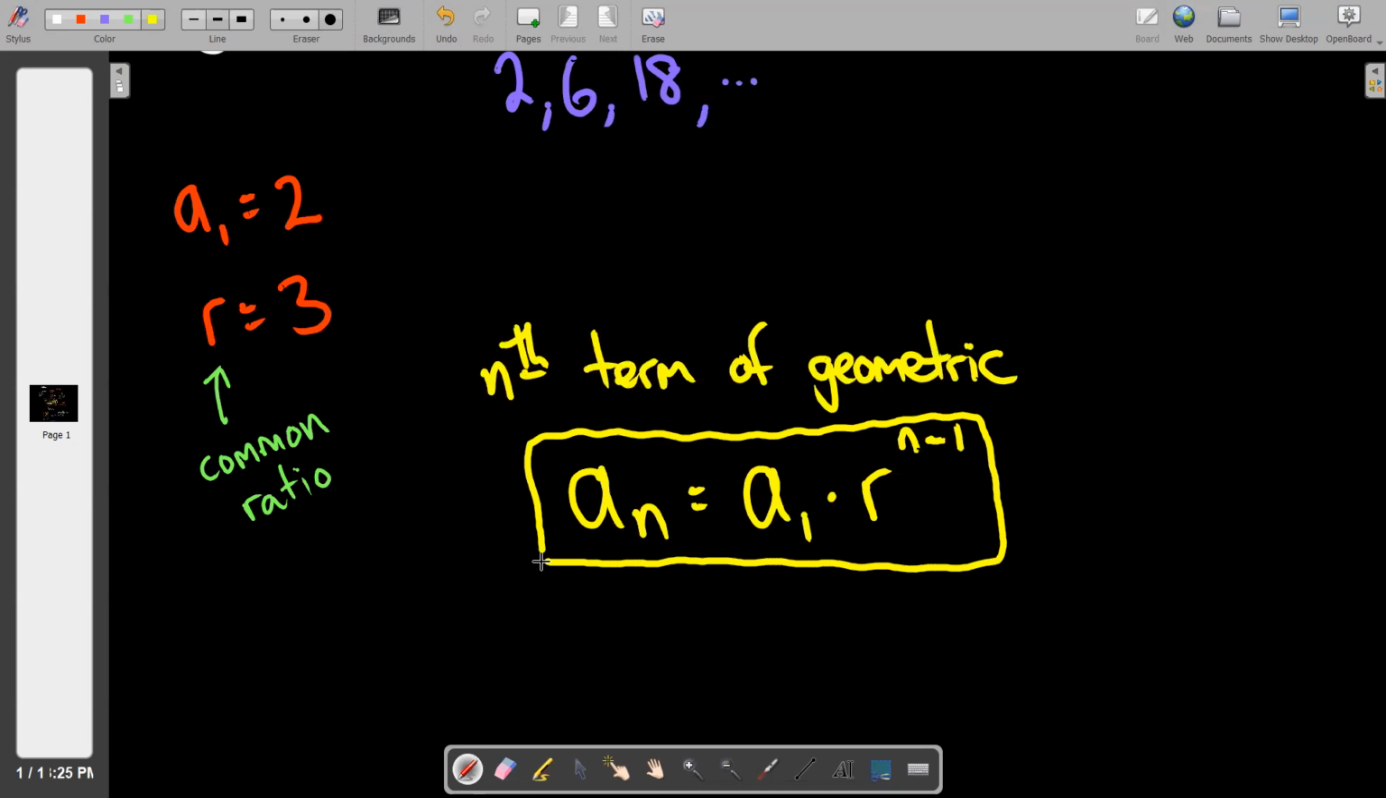And the cast is set. We know what R is, we know what A sub 1 is, and the question now is, okay, bring it. What do you want me to find? You want me to find the fourth term? I don't need a formula for the fourth term. You agree? How would I find the fourth term?